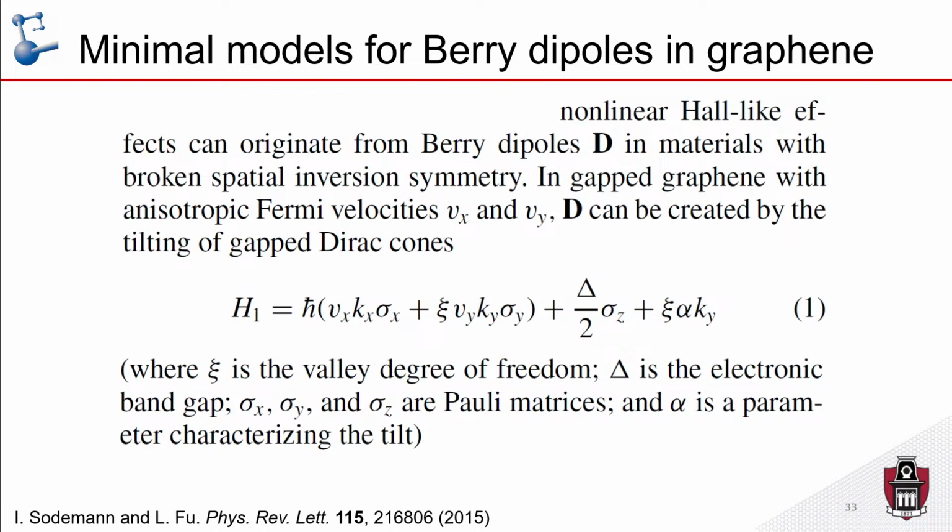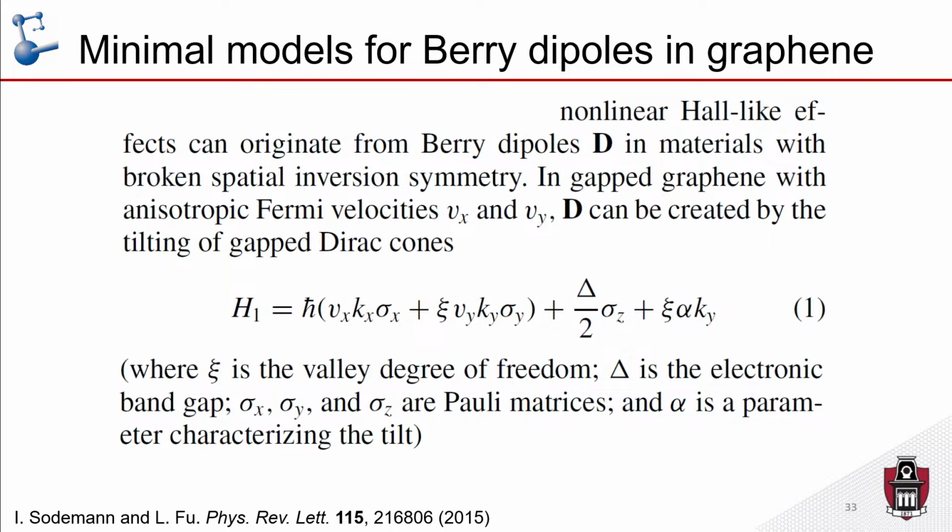Okay, so now on to Berry dipoles. Berry dipoles are vector fields, in-plane vector fields that arise when the Dirac dispersion is modified like this.